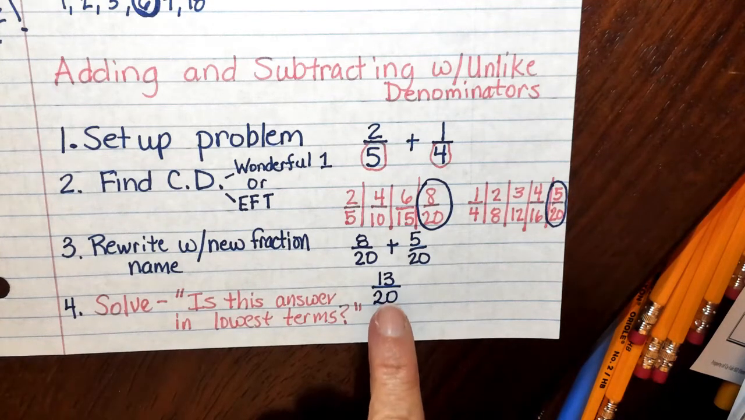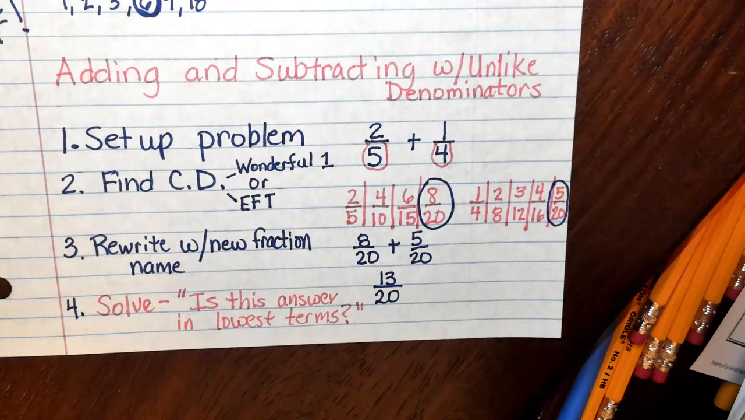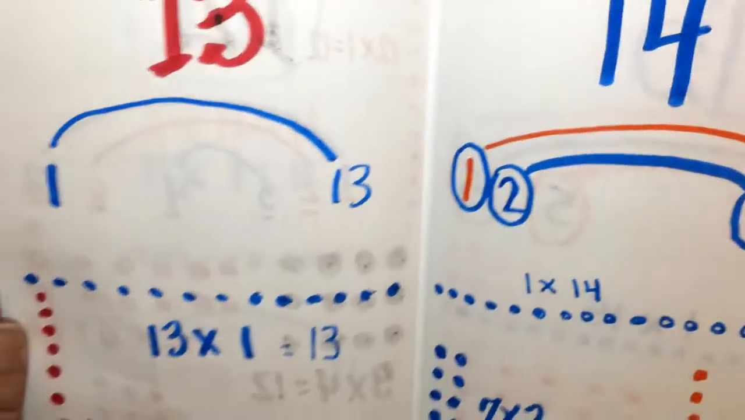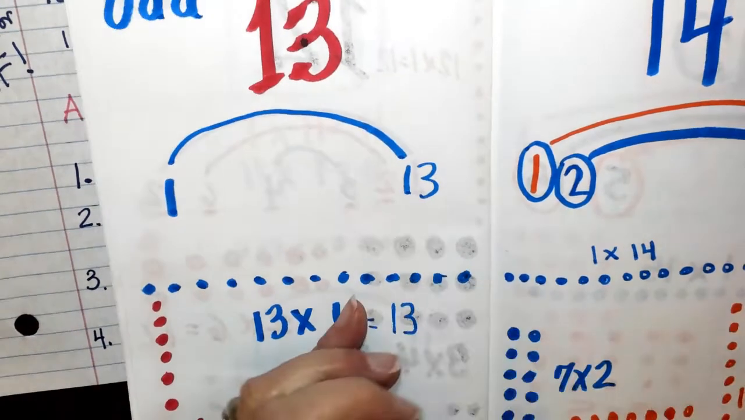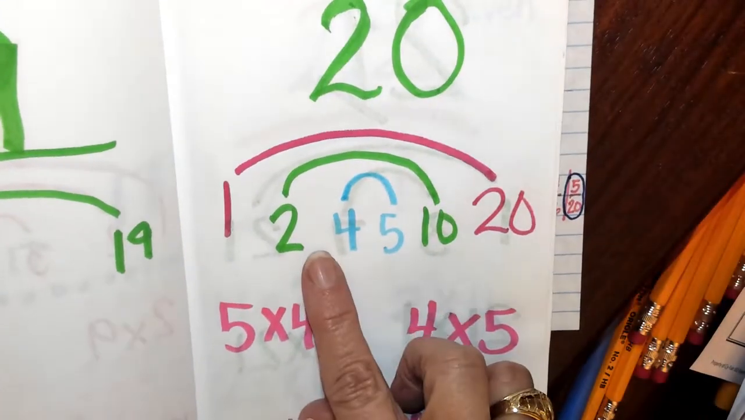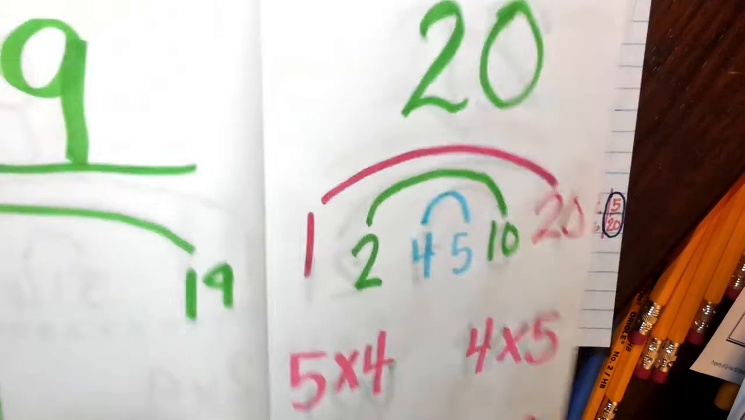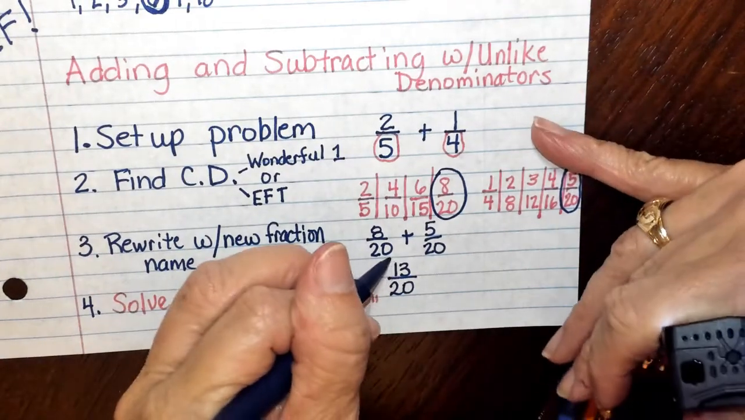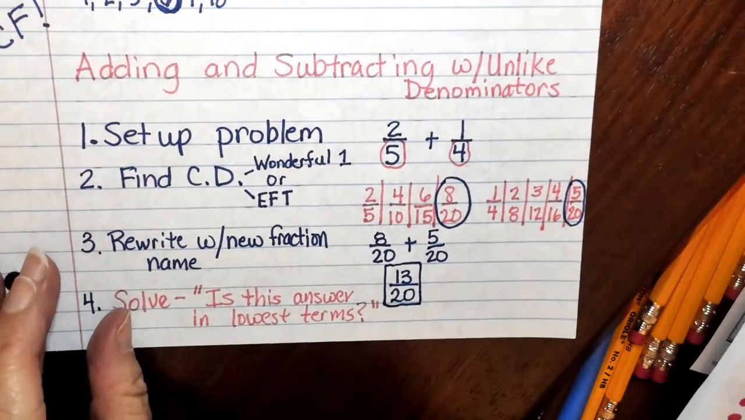So when I think about factors for 13 and factors for 20, I get my factor book out and I flip on over to the number 13. And here's what I notice. There are only two factors for the number 13, 1 and 13. And when I flip over to the number 20, there are many factors, but they don't share any of the ones that I shared with 13. So since there are no common factors, then there's no greatest common factor. And that means that 13/20 is our smallest, most simplified answer there is.